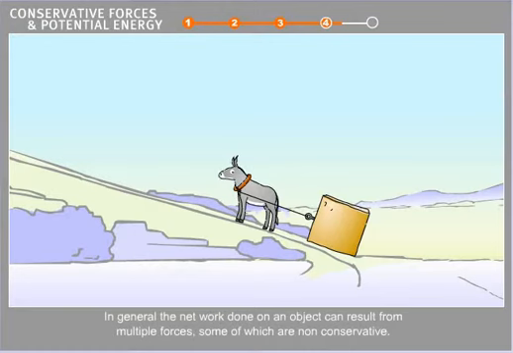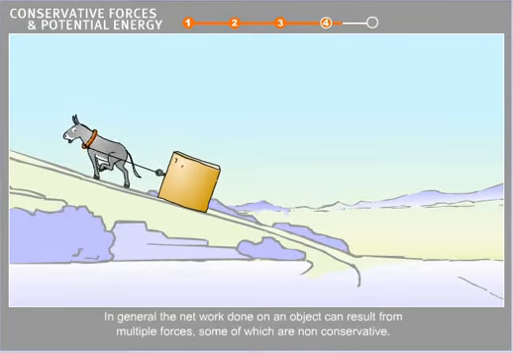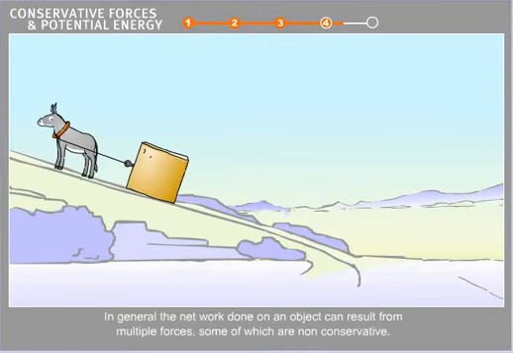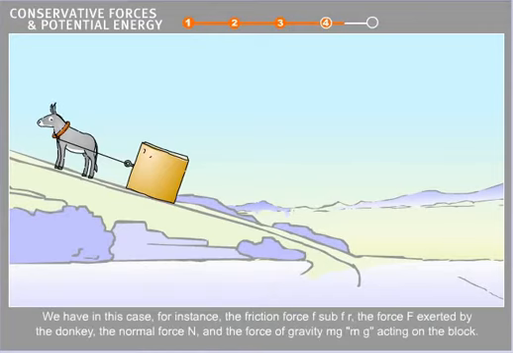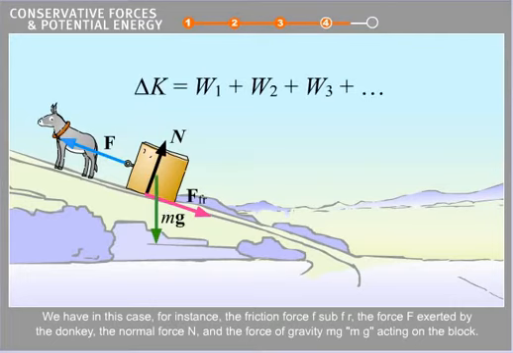In general, the net work done on an object can result from multiple forces, some of which are non-conservative. We have in this case, for instance, the friction force F sub Fr, the force F exerted by the donkey, the normal force N, and the force of gravity mg acting on the block.